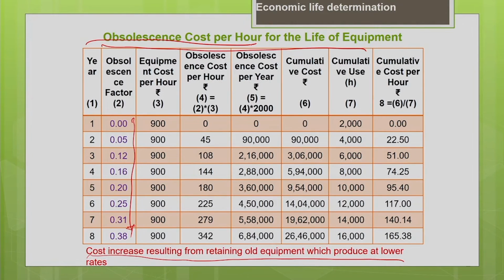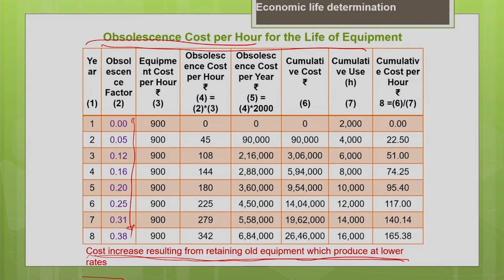But there may be many competitive models in the market available with better productivity at a lower cost, and even with better advanced technological features. Instead of switching over to a new machine, as we are just clinging on to the old machine, what is the increase in cost we are facing? That is the obsolescence cost, and that is what we are calculating now: the cost increase resulting from retaining the old equipment which produces at a lower rate.